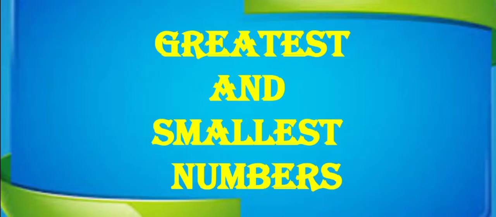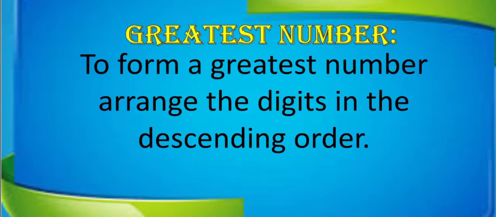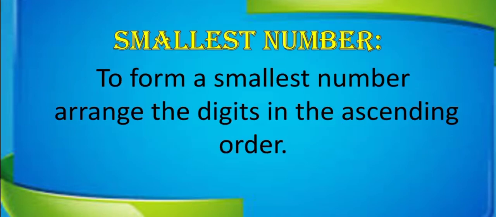Today's class, we are going to learn how to form the greatest and smallest numbers. Already we have learned that if three digits are given, we know how to form the greatest and smallest numbers. How will we form the greatest number? To form the greatest number, arrange the digits in descending order. That is, we will arrange from big to small. You remember? And how to form the smallest number? To form the smallest number, we will arrange the digits in ascending order. That is, small to big.